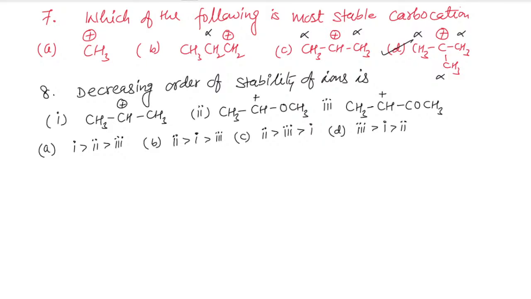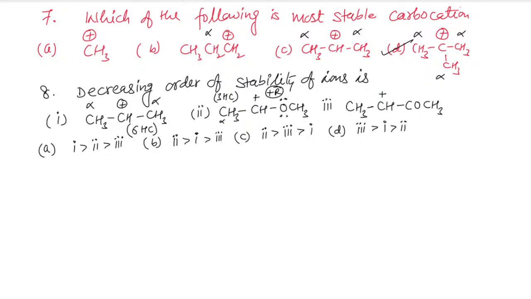Yes, beta. What is the order of stability? See, in the first case, there is again hyperconjugation. There are 6 hyperconjugated structures. Okay. In the second case, there is a plus R effect from one side and 3 hyperconjugated structures from the other side, because there are 3 alpha hydrogens.